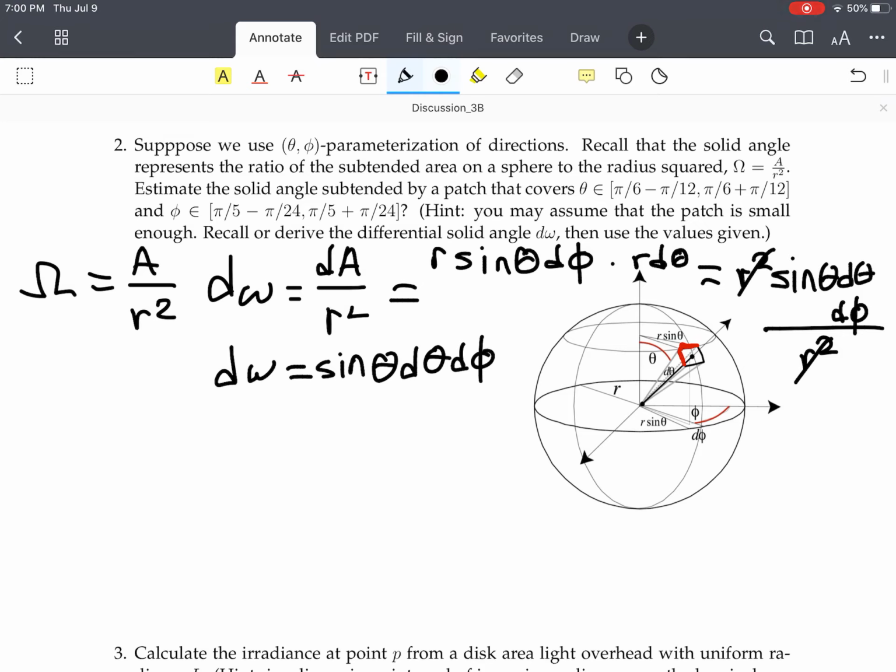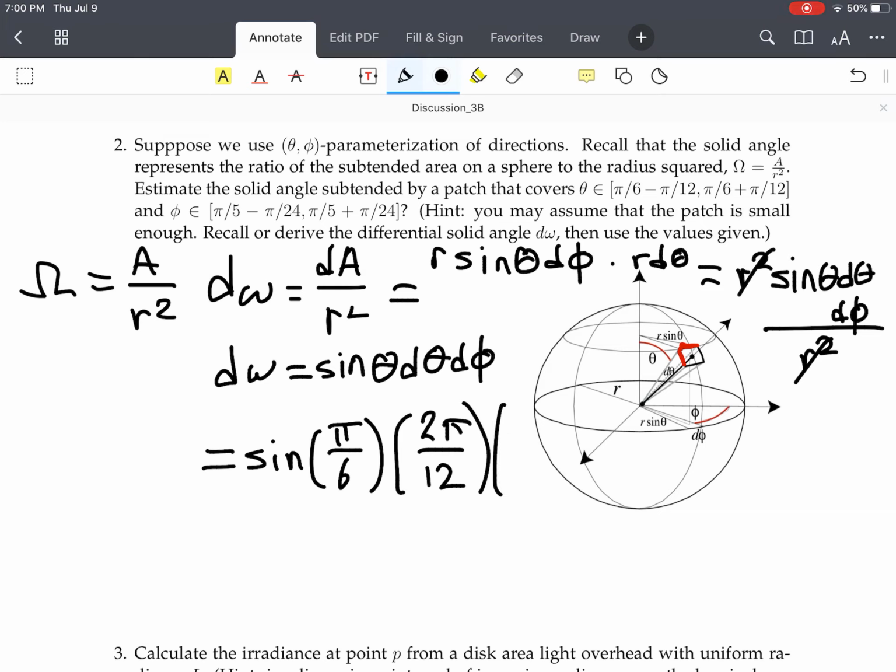Once we have this, it's not very hard to write at all. We simply plug in some values. So that's equal to sine. Now what's theta given to us? Look, pi over 6, right? D theta is the difference in theta, so we're going from minus pi over 12 to plus pi over 12. If we do the math, that's going to become 2 pi over 12. And then d phi, we're going from minus pi over 24 to plus, so it's going to become 2 pi over 24.